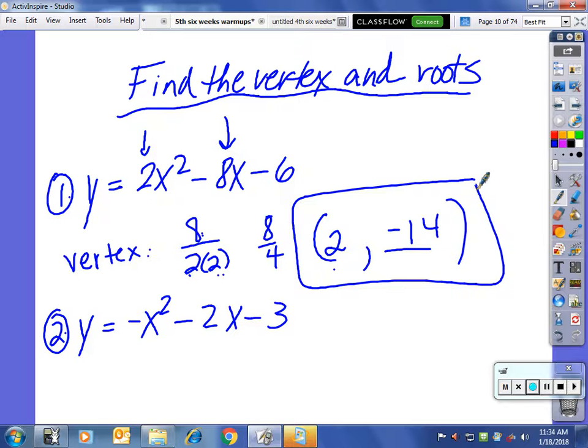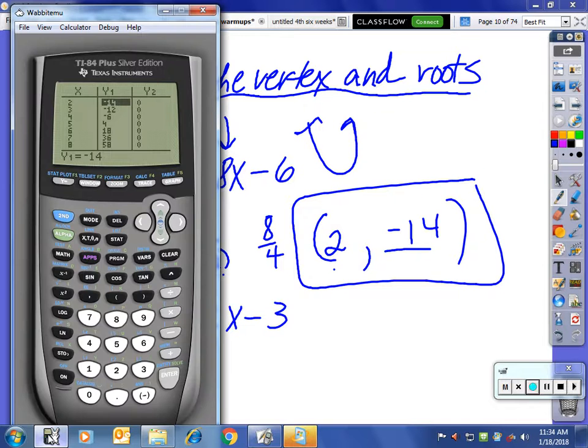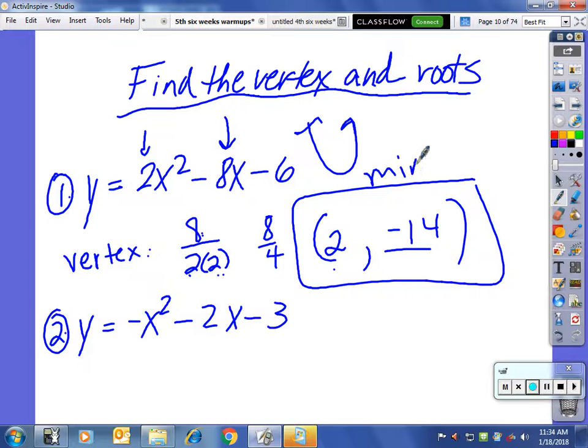And if I asked you to, you could tell me whether it's a minimum or a maximum. This has got to be a smile. First of all, I can look at it in the calculator. The vertex is down here somewhere. It's not quite showing. It's at positive 2, negative 14. It's kind of off the screen. It's definitely a minimum. Are we good with that? What do we still have to find?